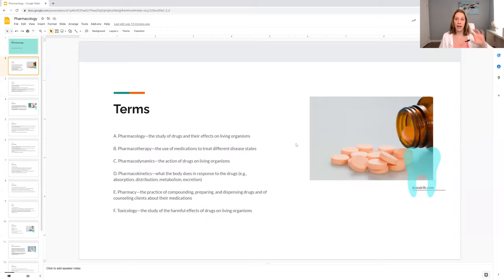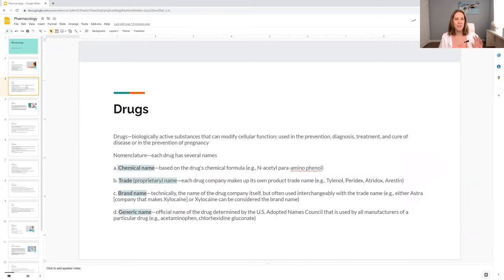Feel free, by the way, if you want to screenshot this, you can learn the terms on your own. If you're a student in my course, you get these full PowerPoints to study anytime on your phone, on your iPad, on your tablet, laptop, whatever. So you always have a chance to study.